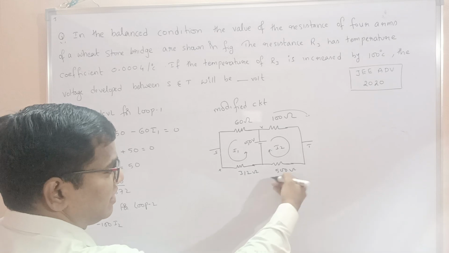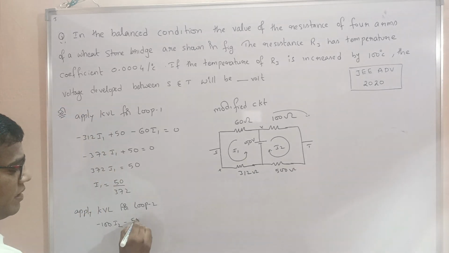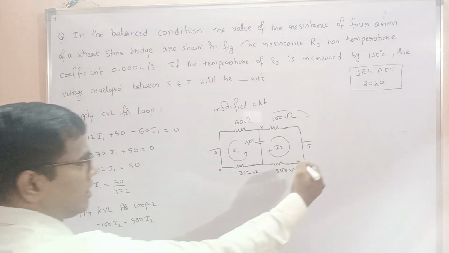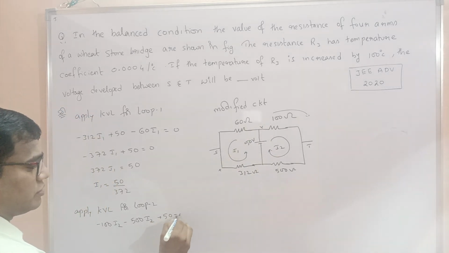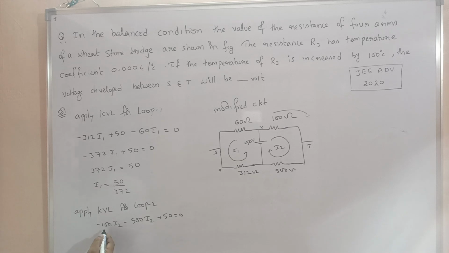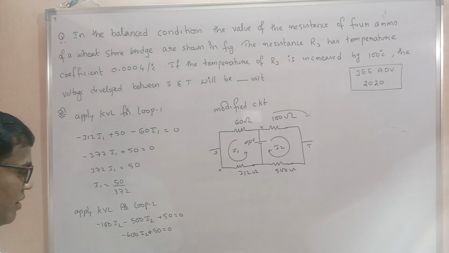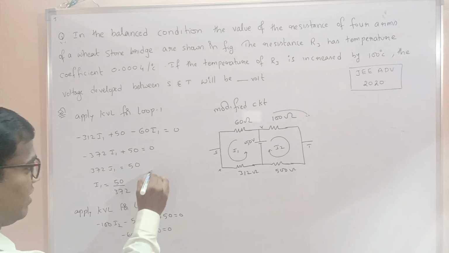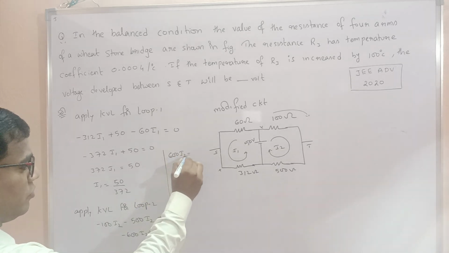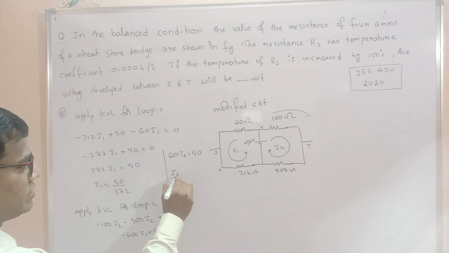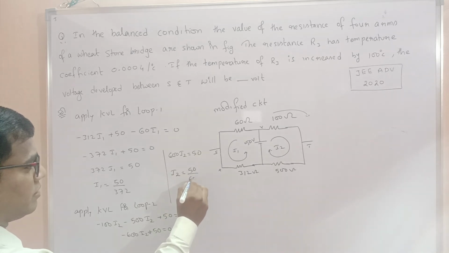I am coming in this direction, minus 500 I2, and again I am moving from low to high, so it will be plus 50, which is equal to 0. And now here this will be 600 minus 600 I2 plus 50 is equal to 0. From that we can calculate. From that I will write here 600 I2 is equal to 50. So I2 is equal to 50 by 600.